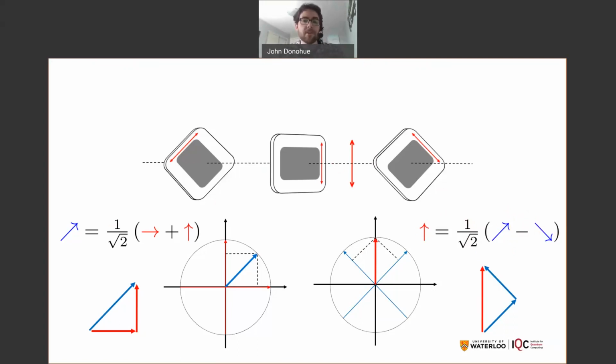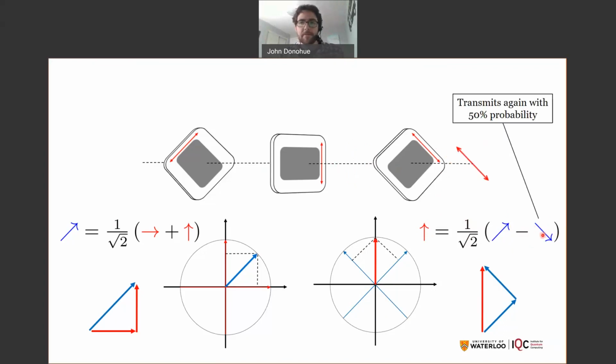So when the vertical photon encounters the diagonal polarizer, with a 50% probability, it's absorbed. That's this component here. With a 50% probability, according to this component here, it passes through. Transmits again with a 50% probability. So overall, if I get rid of this polarizer in the middle, there's a 0% probability that a photon makes it from here all the way to here.